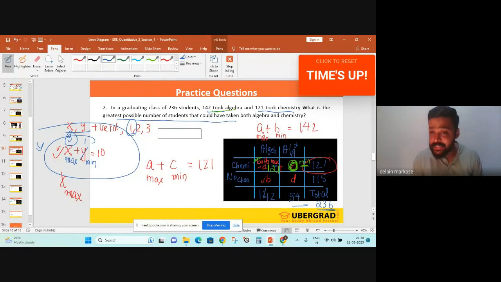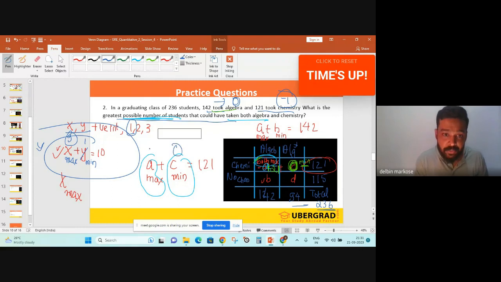Kushi, you asked why 0, right? Look here, they're asking for the maximum value of both. So you know that A plus C is 121. If I want to find the maximum value of A, C should be minimum. But C is just people, right? What is the minimum number of people you can consider? 0. You cannot consider minus 1 person. So 0 is the minimum value, and automatically this will be 121.